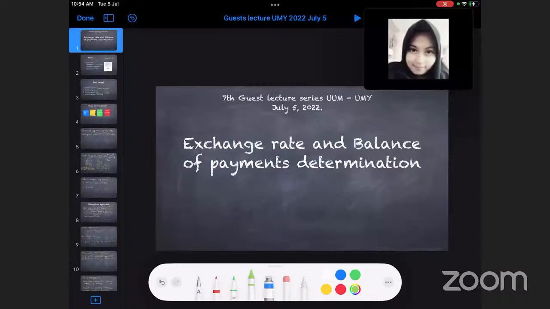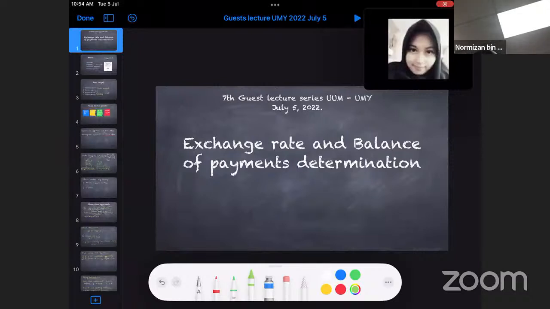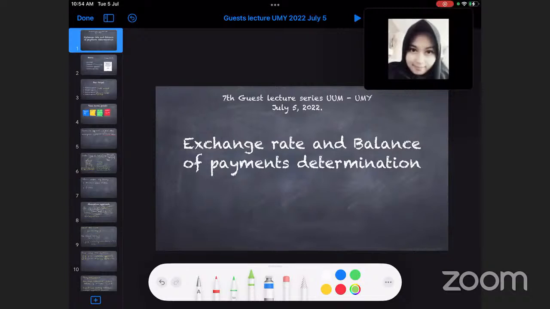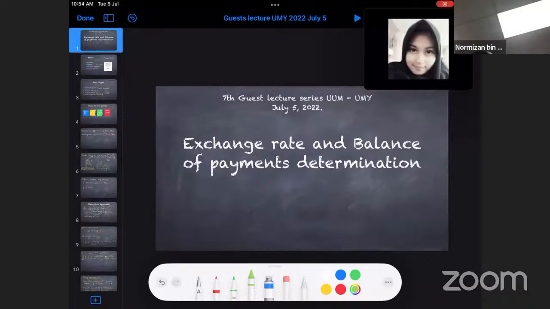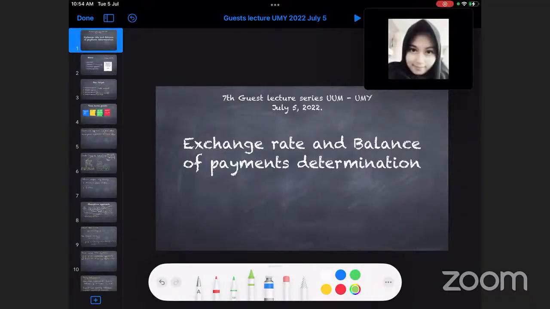I think it's good because we have just one hour. Okay, thank you very much, Dr. Normizan, for the comprehensive explanation in bilingual. Yeah, maybe another occasion we can study Japanese language because you are from Kagoshima. Yeah, but we cannot understand maybe. So it's very comprehensive, and we have already gained understanding about the balance of payment theory and its relationship with the foreign exchange rate.